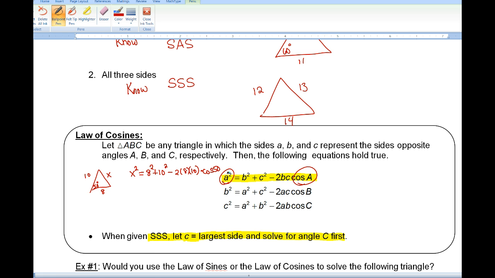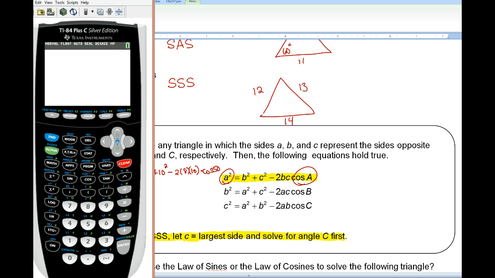If you have the graphing calculator, and actually most scientific calculators, you should be able to plug this all in at once. So I would just type in 8 squared plus 10 squared minus 2 times 8 times 10, and then times the cosine of 50 degrees. Just type it all in at once. If you don't want to do that and you want to do it in parts, that's fine.